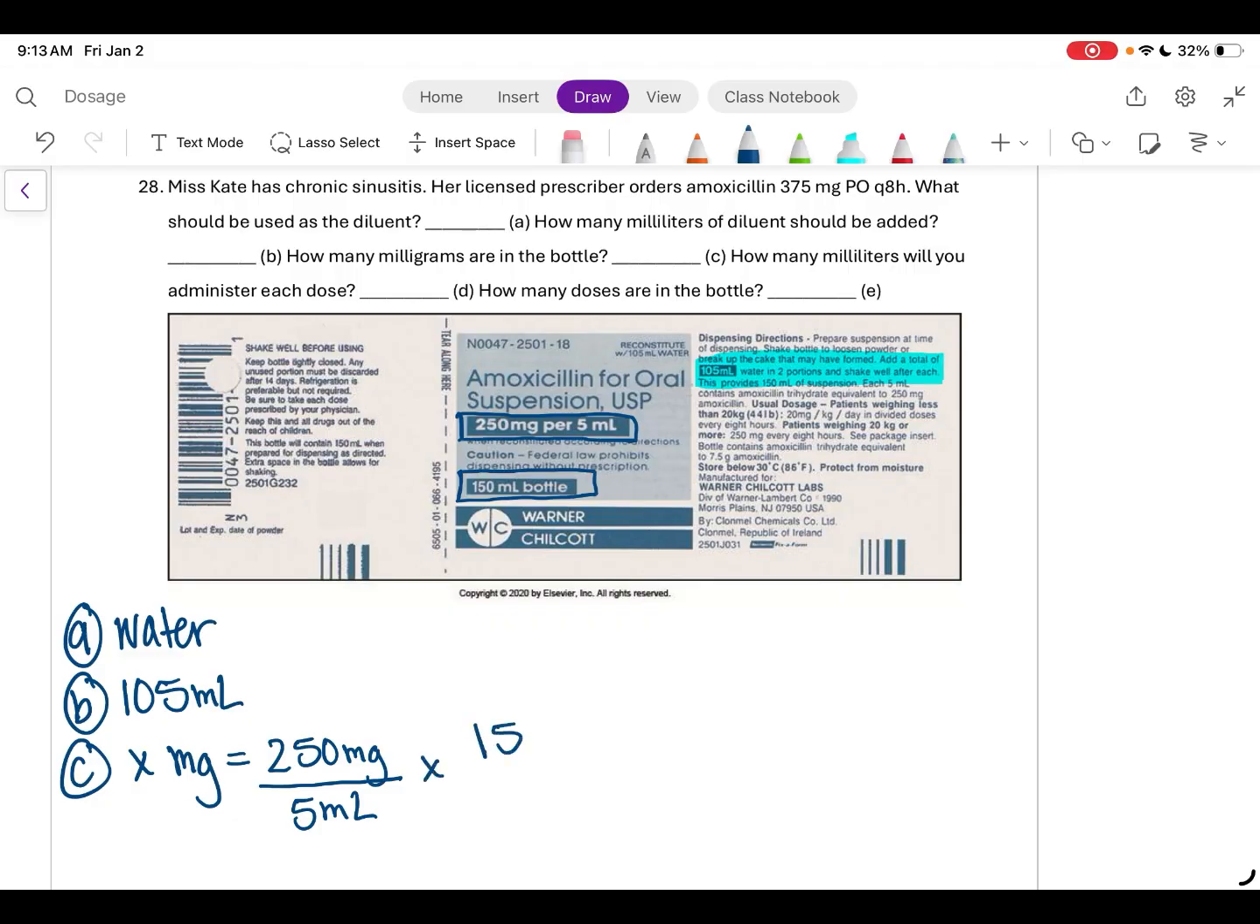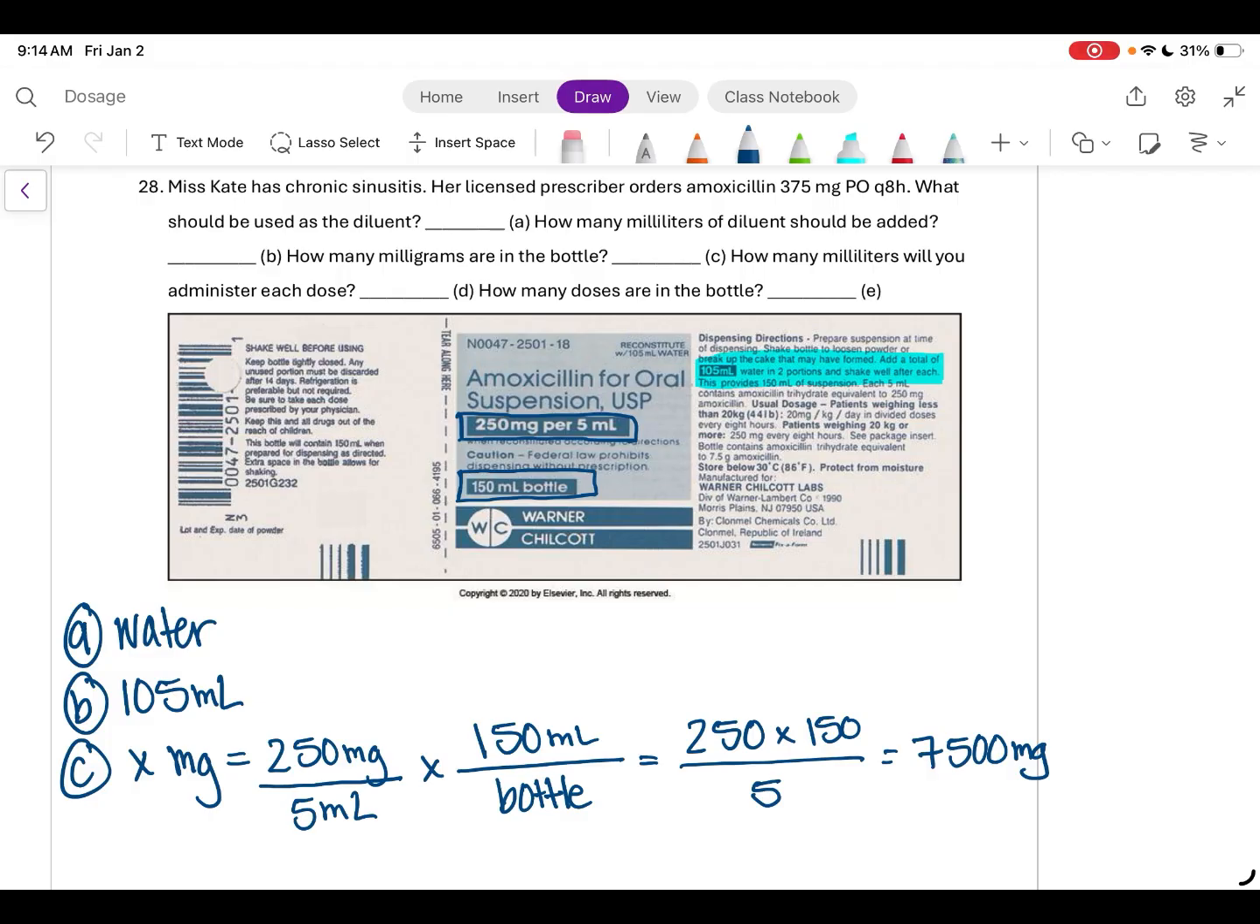My bottle is 150. Right. So 250 times 150 and divide by 5. I get 7,500 milligrams, right, for C. That's how many milligrams are in the bottle.